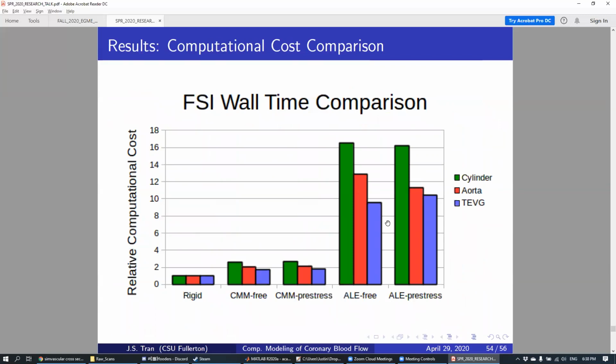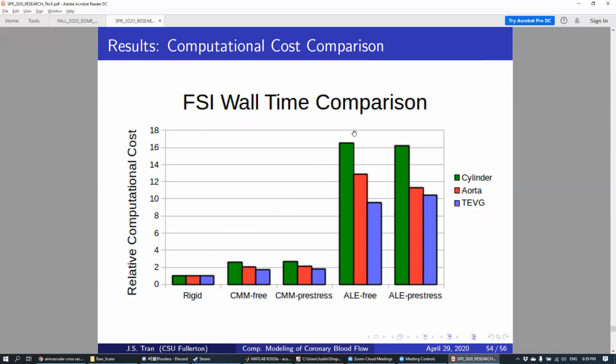The last thing that we'll look at is the relative computational cost. This shows the amount of computational hours it's going to take to run these simulations. The big difference I want to highlight is that when you're running ALE, which is a true multi-physics framework, you're going to pay a lot of cost for this. I run my rigid simulation and normalize it to have a coefficient of 1.